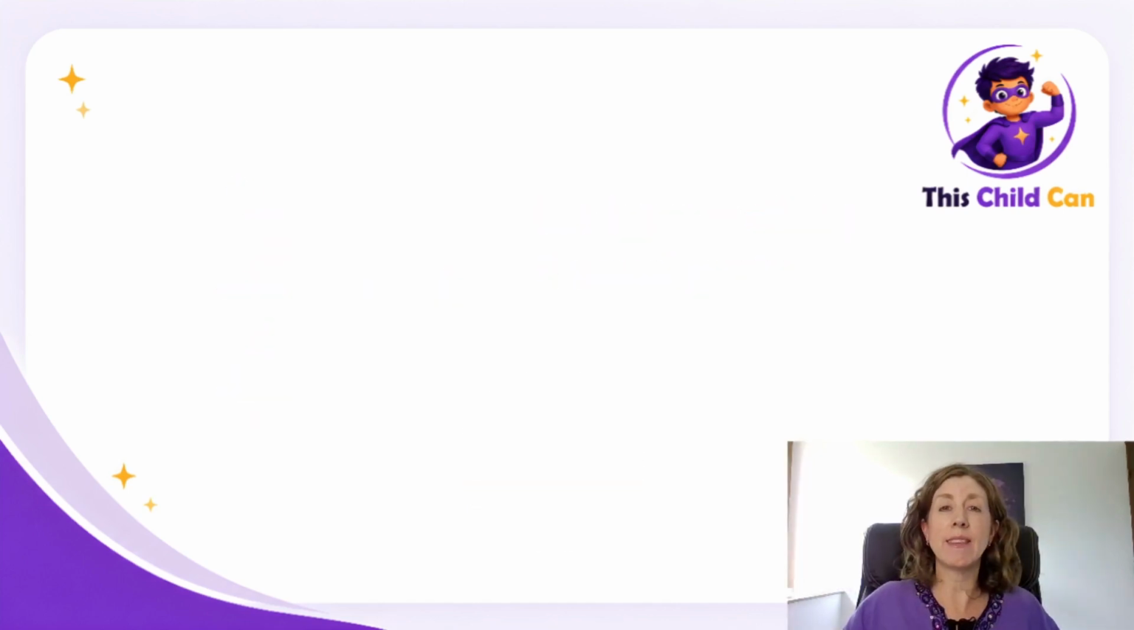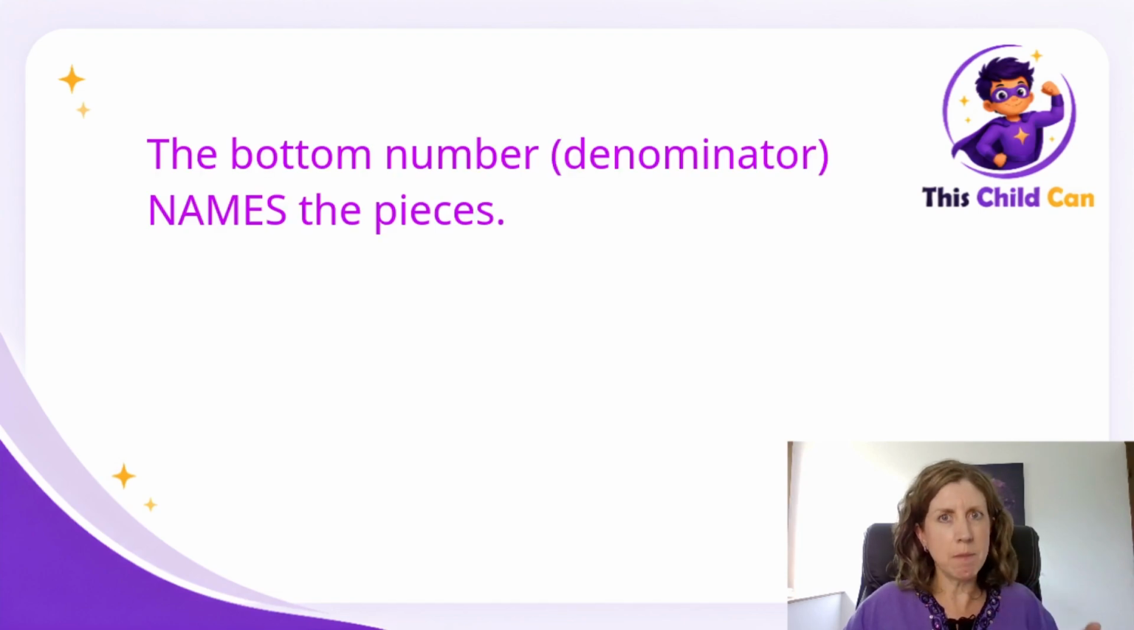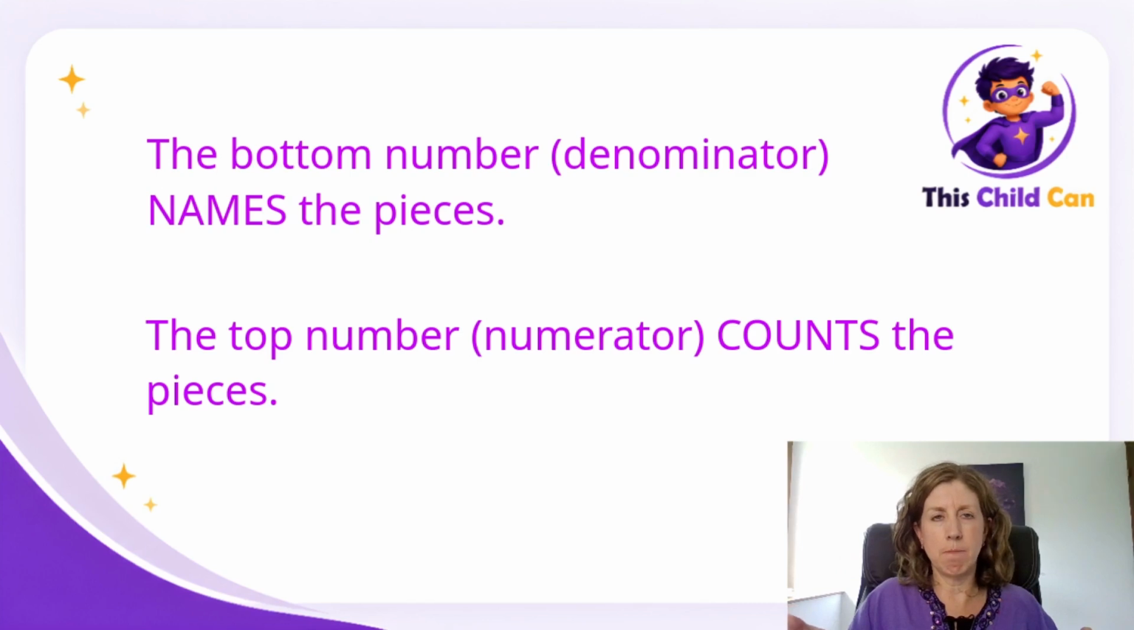A useful way to say this to your child is like this. The bottom number names the pieces. The top number counts the pieces. And this is really the key idea. Your child needs to understand that the two numbers have different jobs. The denominator at the bottom tells us the type of equal pieces, like thirds or quarters or eighths. The numerator at the top tells us how many of those pieces we have.